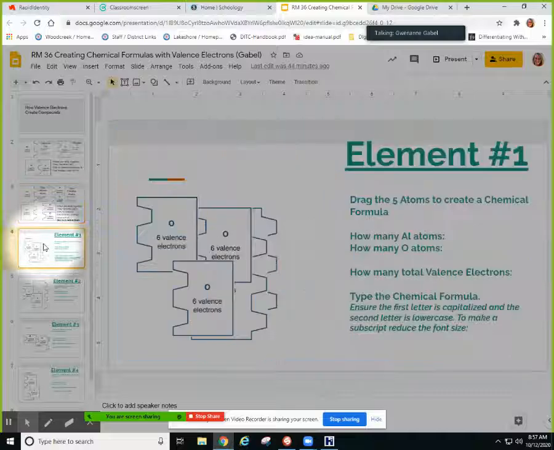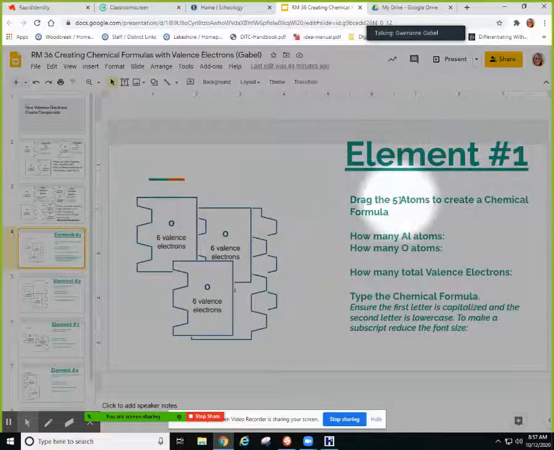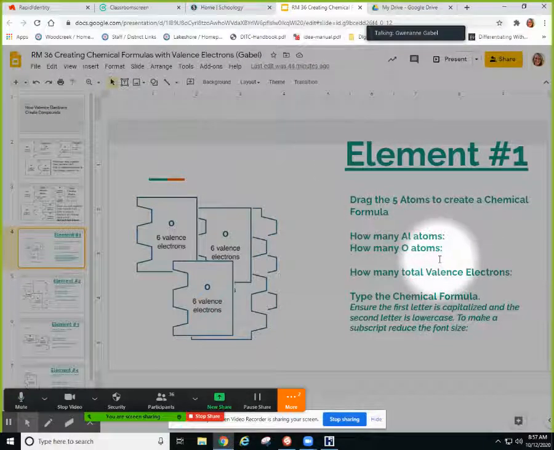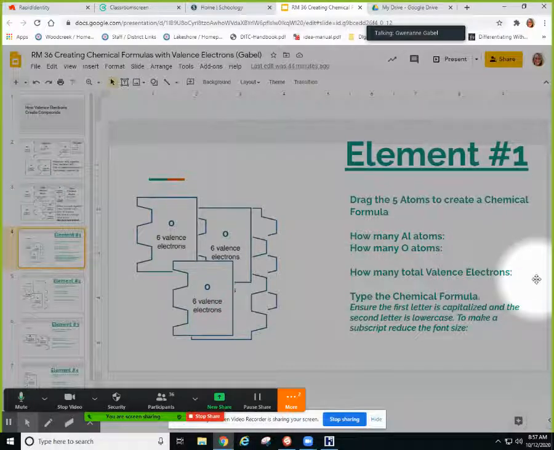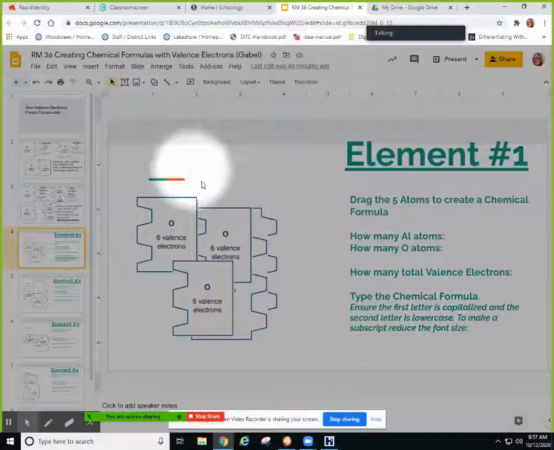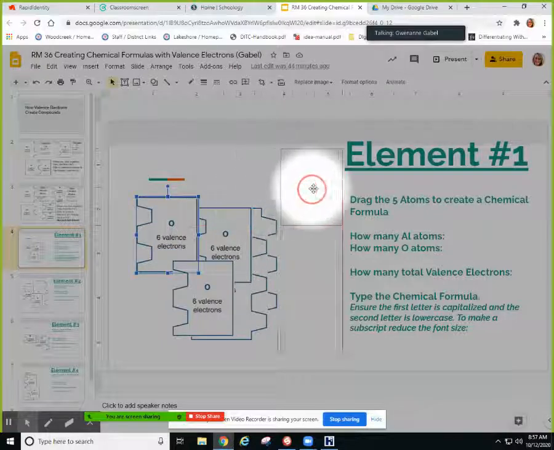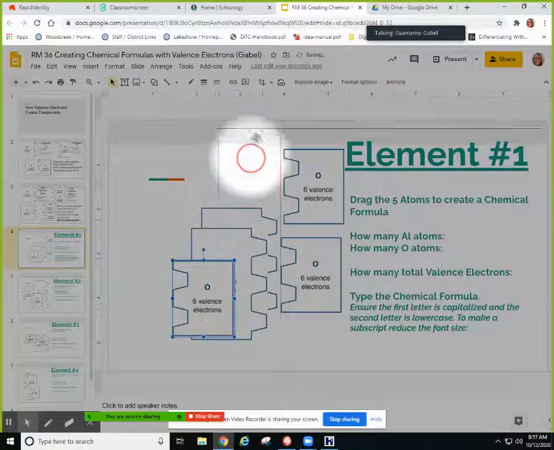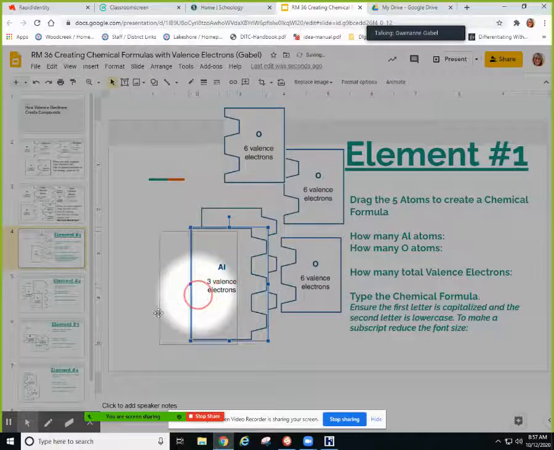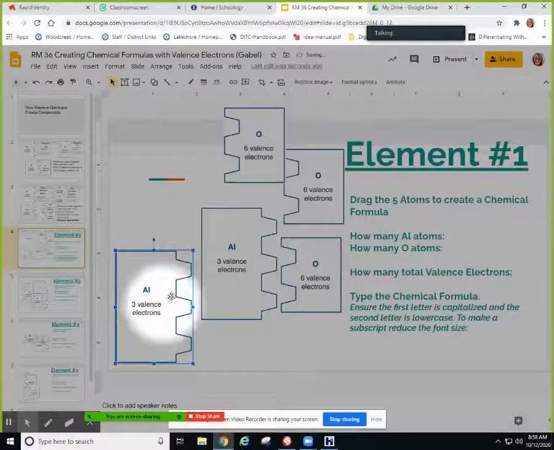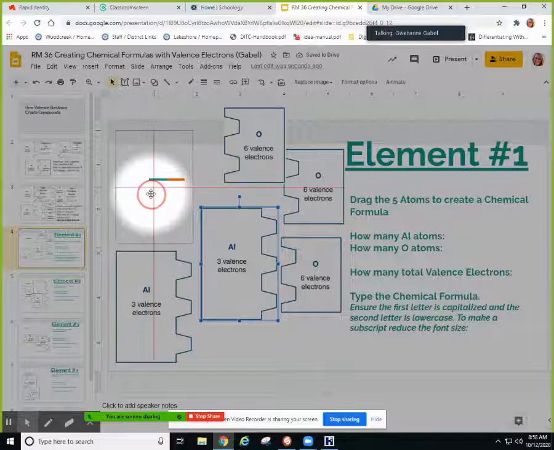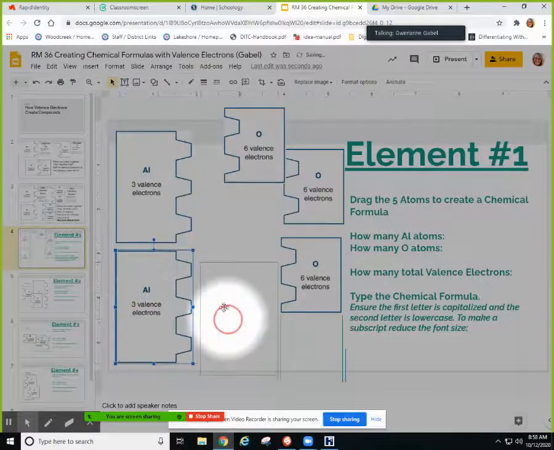So we're going to drag and drop for this element. Drag the 5 atoms to create a chemical formula. How many aluminum atoms? How many oxygen atoms? How many total valence electrons? All right, so we have oxygen, and we have another oxygen. And then we have aluminum, and we have aluminum. Huh. I wonder how this one is going to work.